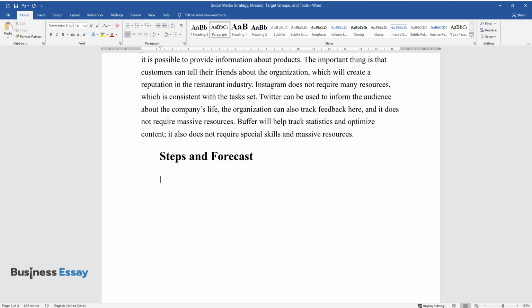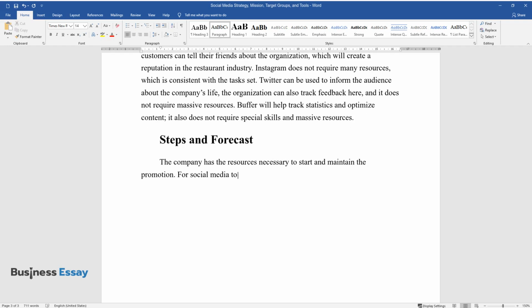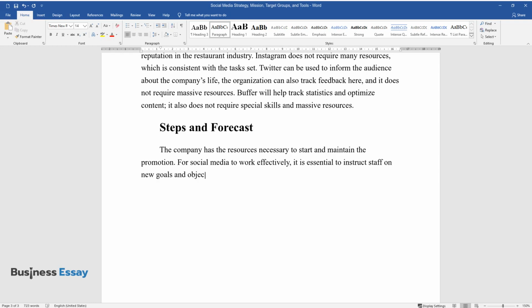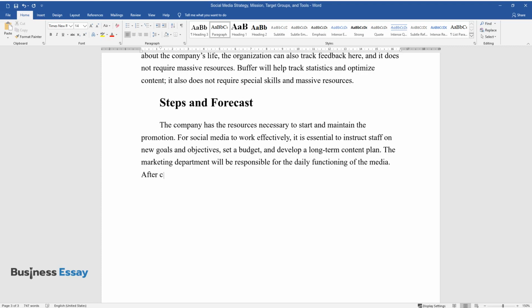Steps and forecast. The company has the resources necessary to start and maintain the promotion. For social media to work effectively, it is essential to instruct staff on new goals and objectives, set a budget, and develop a long-term content plan. The marketing department will be responsible for the daily functioning of the media.